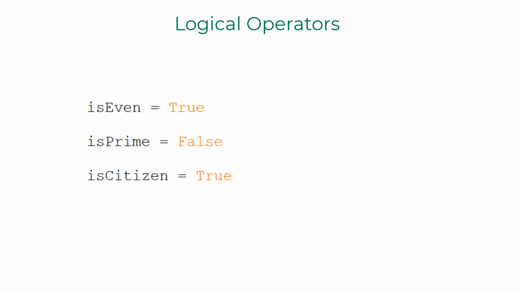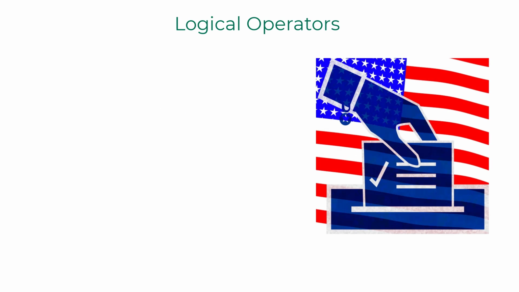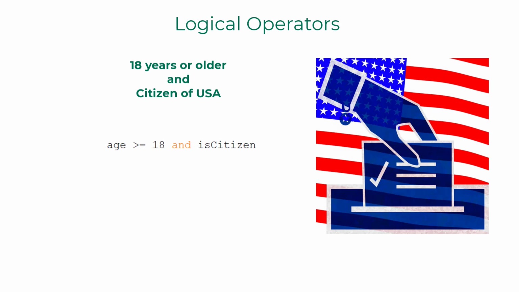Yes, you can assign a Python variable with either true or false, and it becomes a Boolean type variable. Take the example of eligibility to vote in the United States of America. You have to be 18 years or older and a US citizen. The compound Boolean expression age greater than or equal to 18 and is citizen can be used in an if statement to determine eligibility to vote.